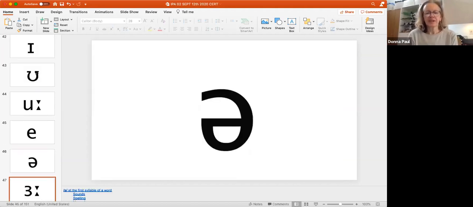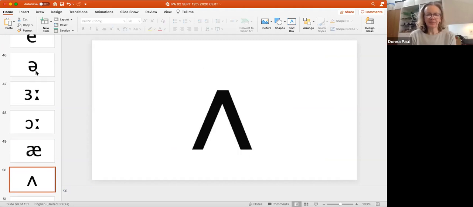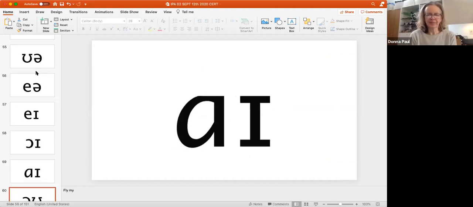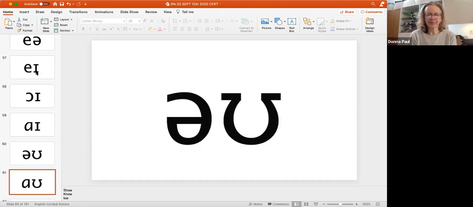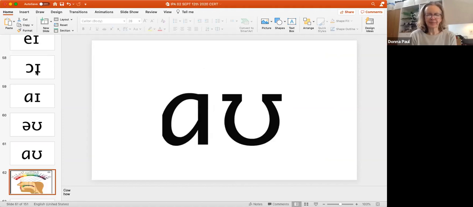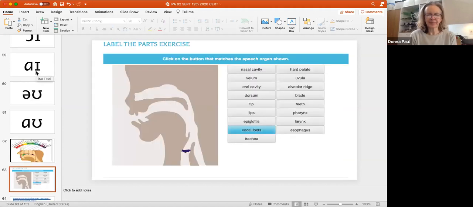And then after that, we talked about where they're made and got students to play this game for homework, an interactive game, which is here. It's called Label the Parts of the Mouth, Throat area.